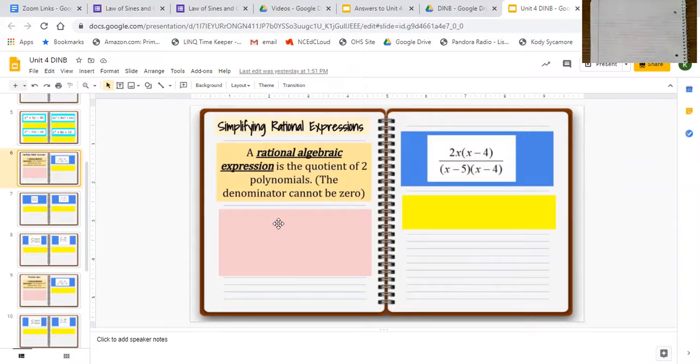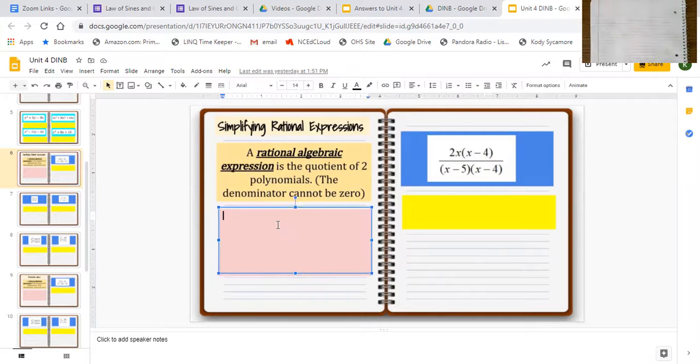But if I'm going to simplify rational expressions, the first thing I need to do is factor the numerator and denominator. Now, you're not always going to be able to factor them, but you're going to try to factor them if possible. And then to simplify, you will cross out any common factors from the top and bottom. And whatever's left is your answer.